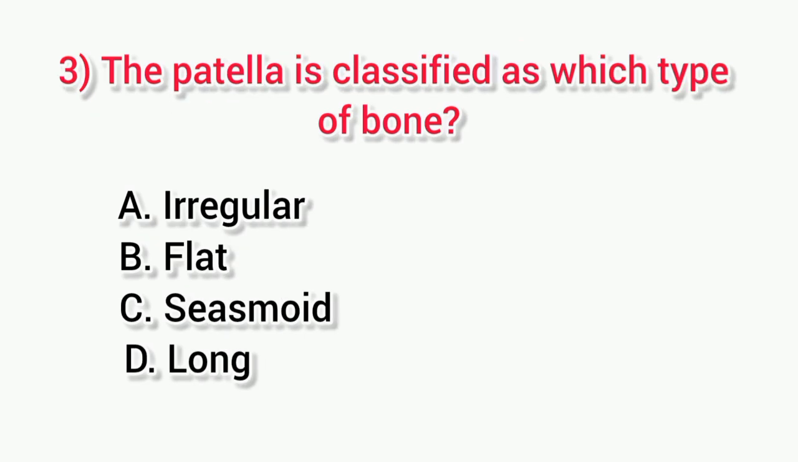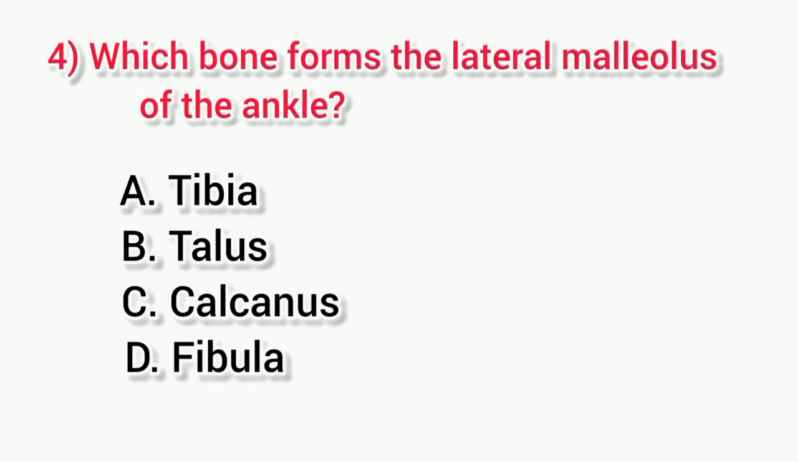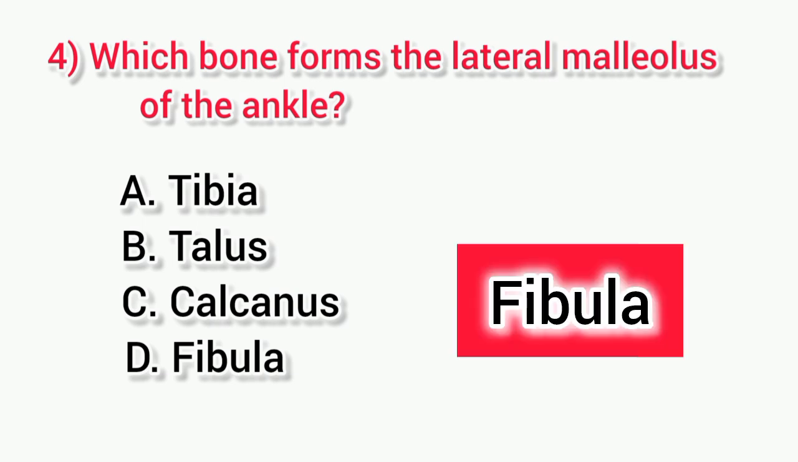The patella is classified as which type of bone? Correct answer is option number C, sesamoid. Which bone forms the lateral malleolus of the ankle? Correct answer is option number D, fibula.